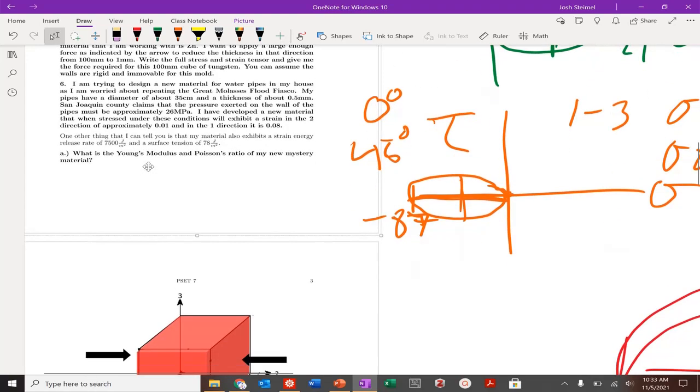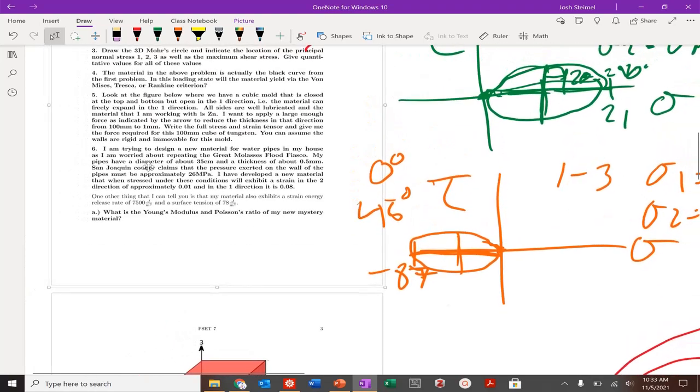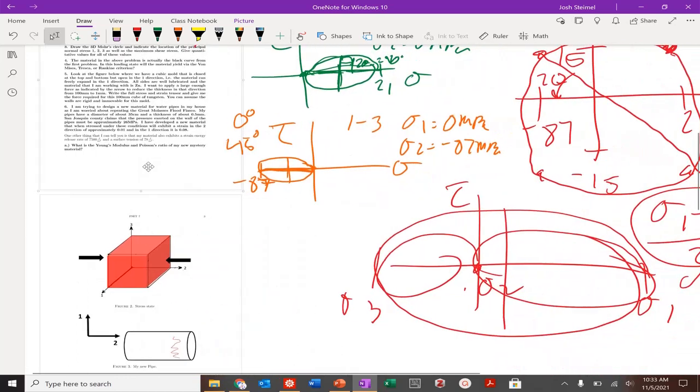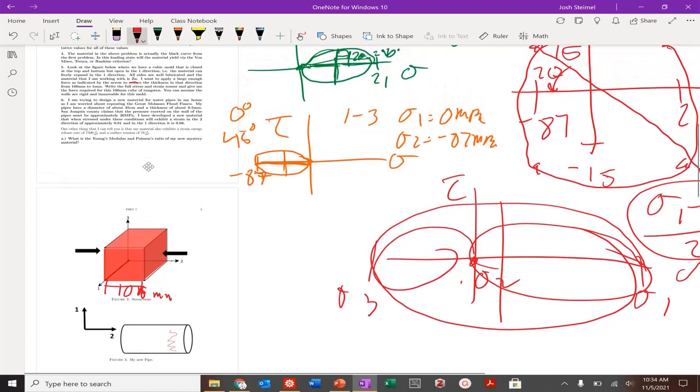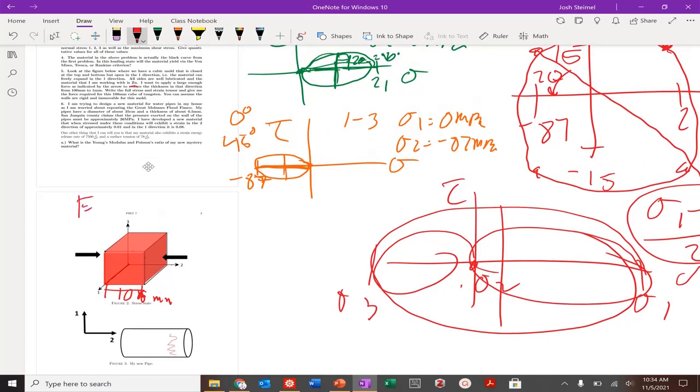I like this one. So I'm looking at this cubic mold. It's closed at the top, but we're open in the one direction, so the material can move out in the one direction. We're well lubricated. I think the mold is basically 100 millimeters in shape. So I'm working with zinc. Zinc is a metal, so I know that my Young's modulus is equal to 100 GPa. I know that my nu is equal to 0.3. So I've got those values down.